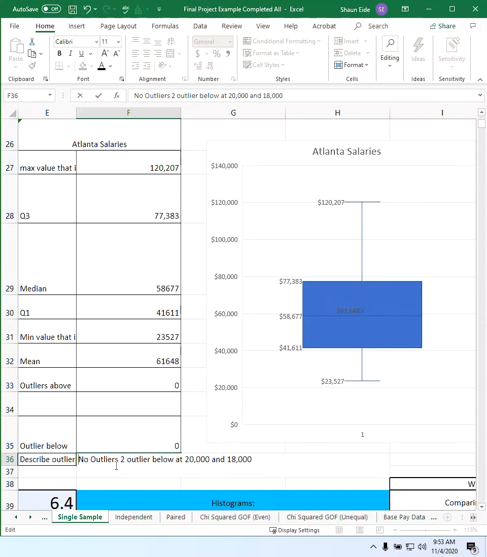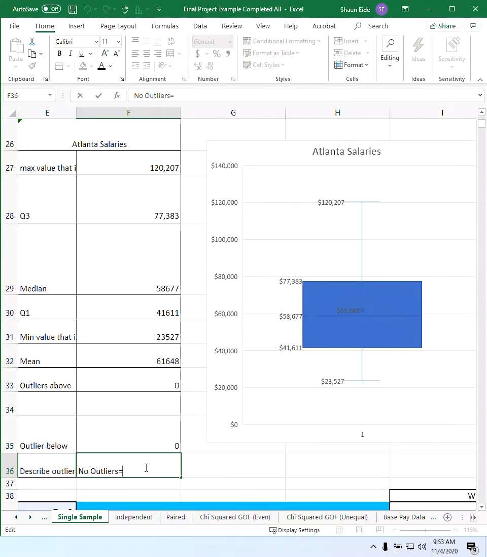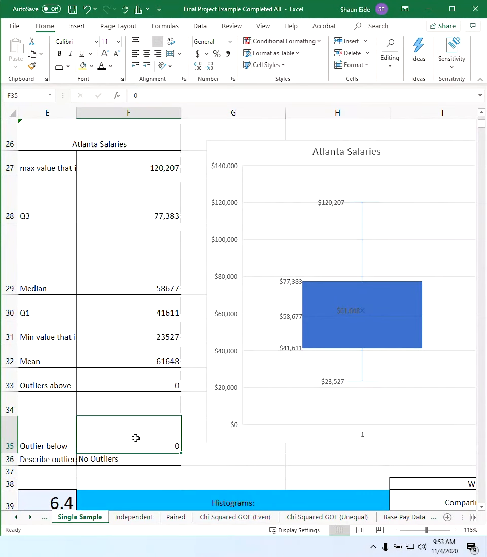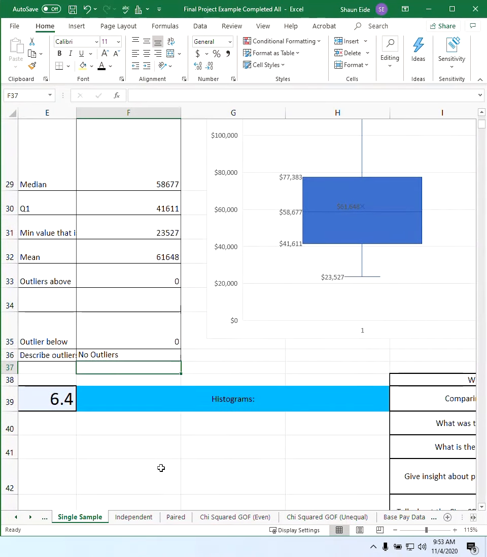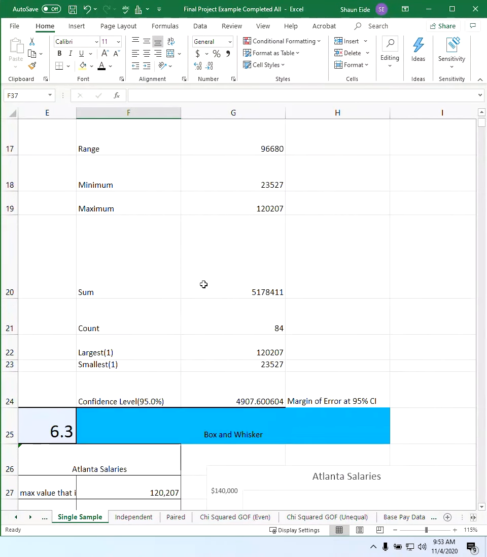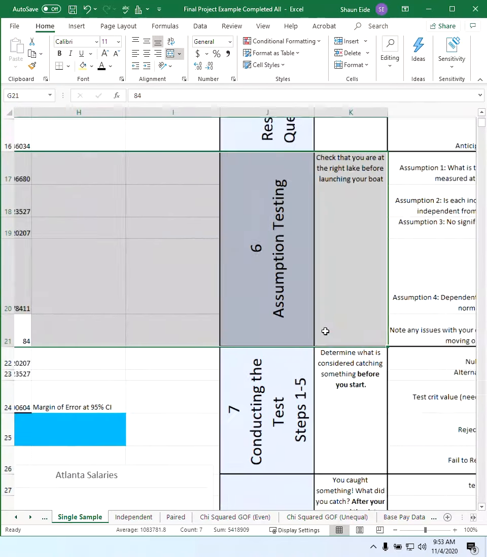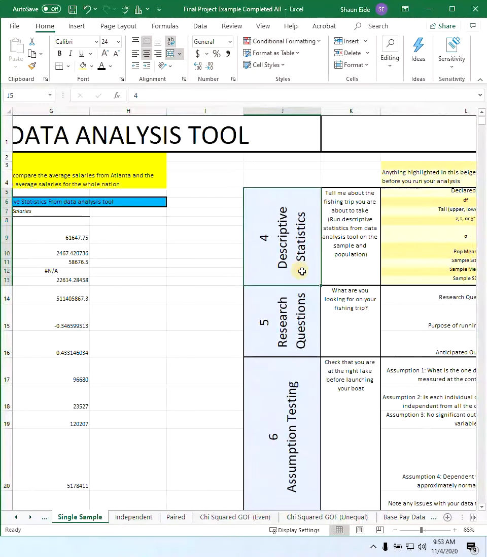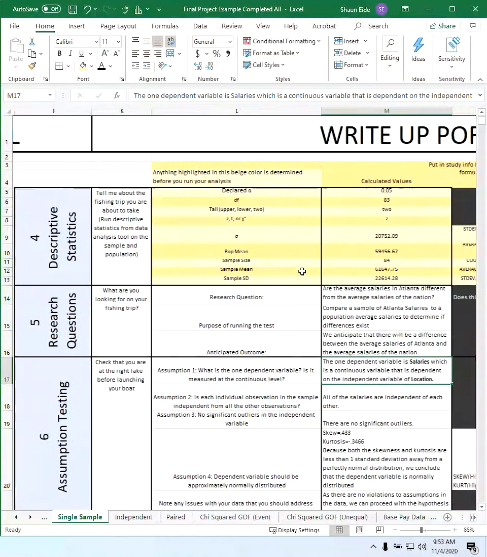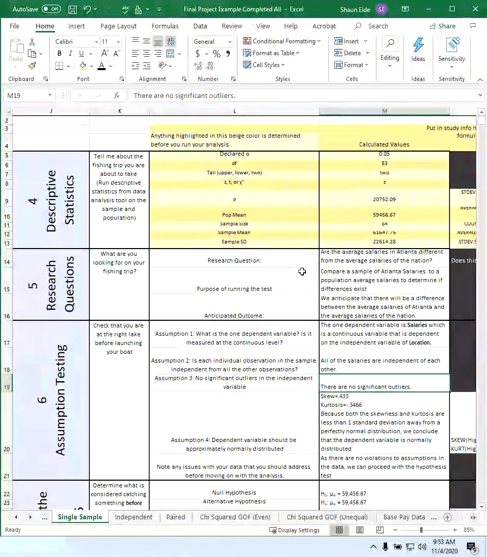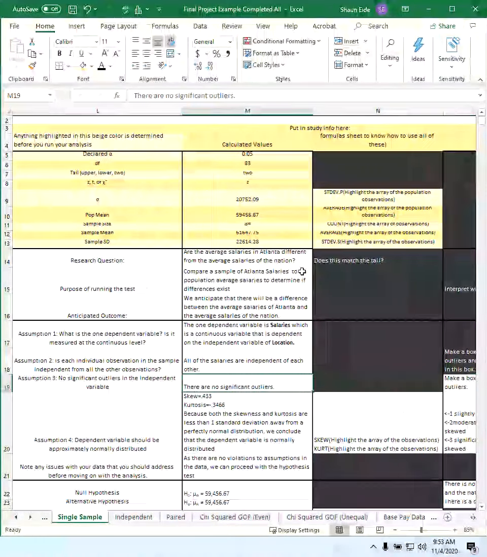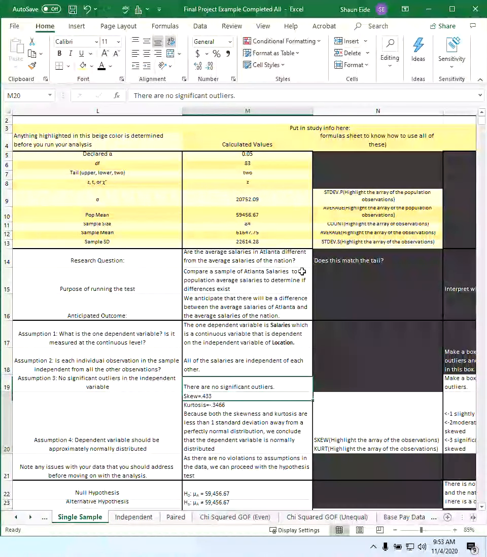The reason why is because the more I do this with students, the more I realize there's a simpler way to just say, give me the range of the outliers when there are a lot of outliers. Okay, so we're going to come back over here, zoom out a little bit, and go back up to assumption 3, there are no significant outliers.